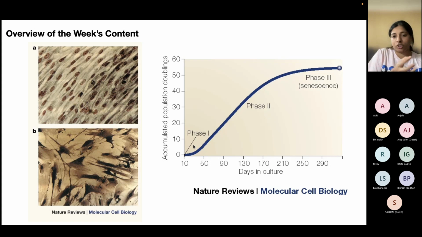The first phase is the stationary phase. It's very similar to the bacterial growth curve. In the stationary phase the cell is still taking time to divide, and the number of hours it needs to divide is very high.